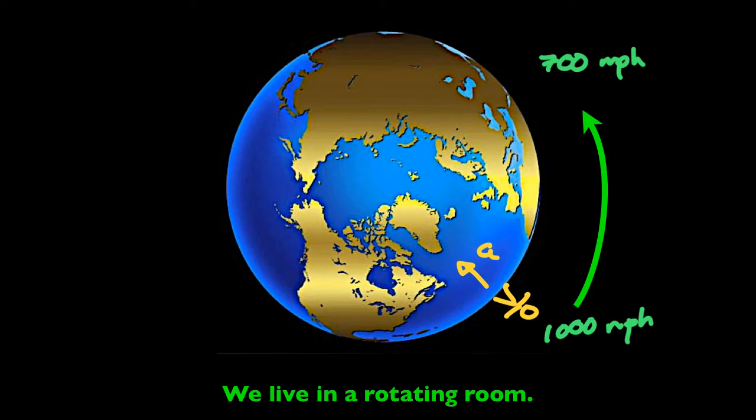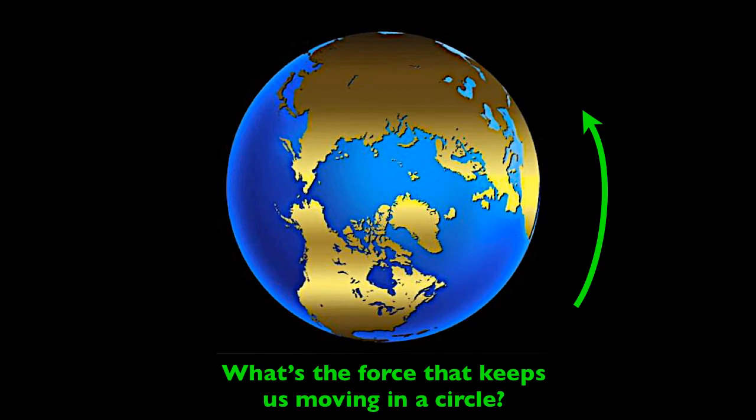And because that's true, let's think about this. What is the force that keeps us moving in a circle? If you're on the surface of the Earth, going in a circle, there has to be a force directed towards the center of the circle. And the force is the weight force. And the weight force, of course, is directed straight down towards the center of the Earth. That's how we define down, okay?